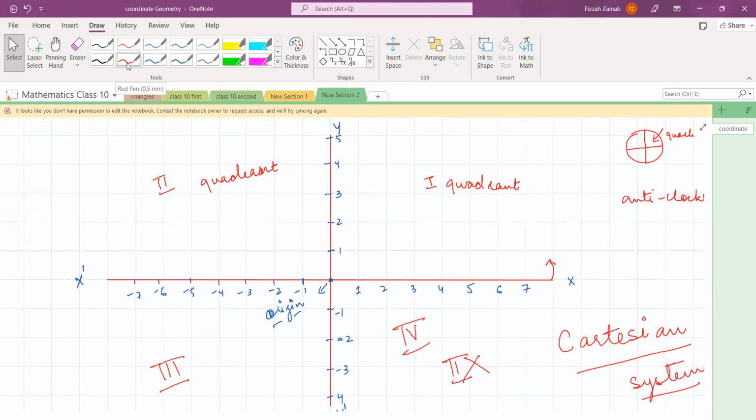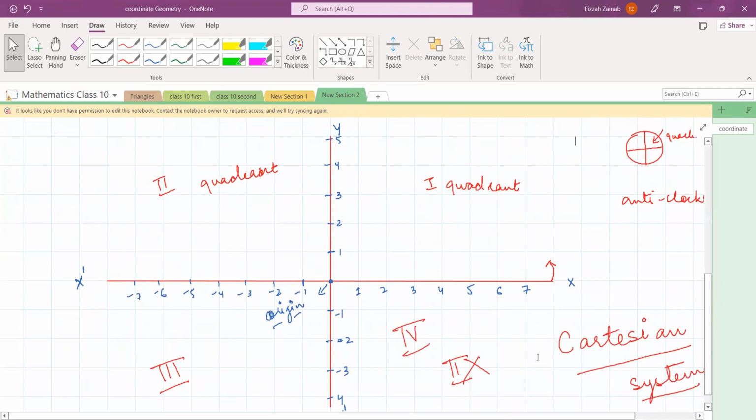Now, how to locate a point? For example, I take a point here. Let's say this is my point, right? Now I want to know the location of this point in my Cartesian system of coordinates. So first of all, I'll see how much it is on the x-axis, then how much it is on the y-axis. So it's going to have two pieces of information, right? One is about the x-axis, one is about the y-axis.